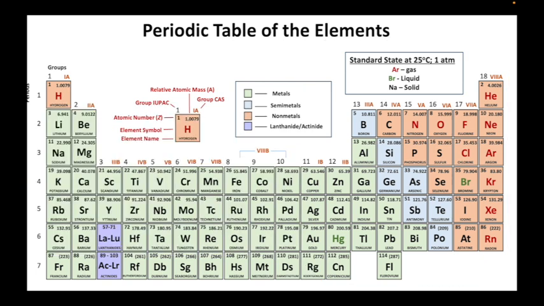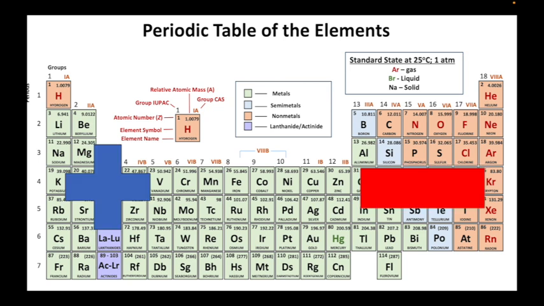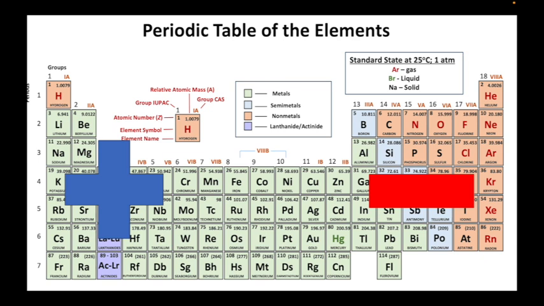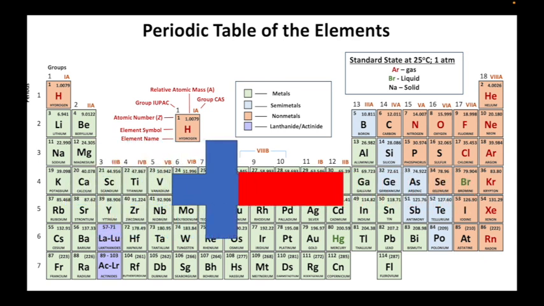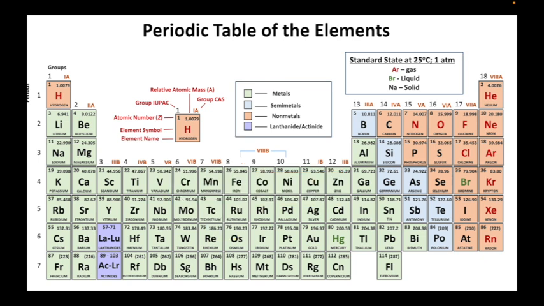So, when these two types of elements come together, the leftmost element transfers its electron completely to the rightmost element. The left element becomes positively charged, and the right element becomes negatively charged. Since positive and negative charges attract, they stick together. This kind of bonding is called an ionic bond.